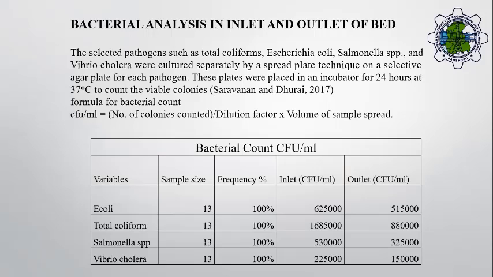And these plates were incubated for 24 hours at 37 degrees centigrade to count the viable colonies. The sample size is 13 and the frequency is 100%. It means the concentration of E. coli and total coliform, Salmonella, Vibrio cholerae present in both samples, inlet and outlets.